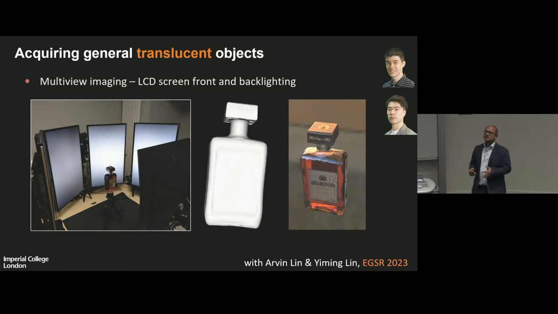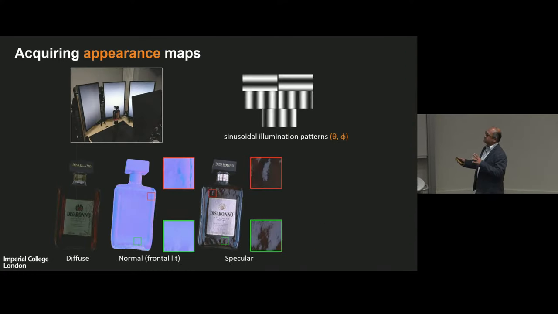So single view imaging is great, except when things get more complicated, when you have arbitrary objects that have arbitrary shape, arbitrary reflectance properties, and labels that block transmission, then you cannot do that anymore. So now we have to go to multi-view imaging of general arbitrary translucent objects. And we do two sorts of imaging. This is a project led by PhD student Arvin Lin. So we first do a reflection measurement by illuminating the object with screen illumination from the front, in this case sinusoidal illumination.